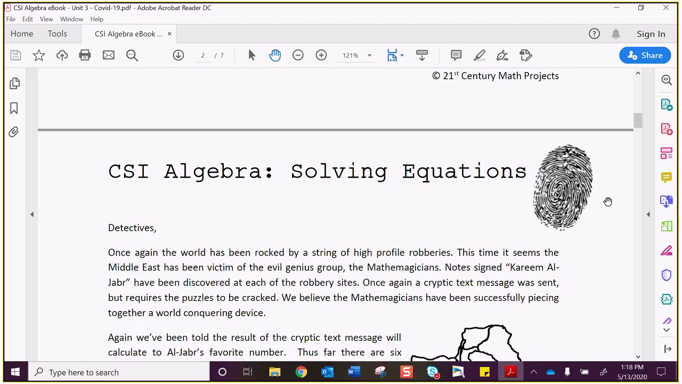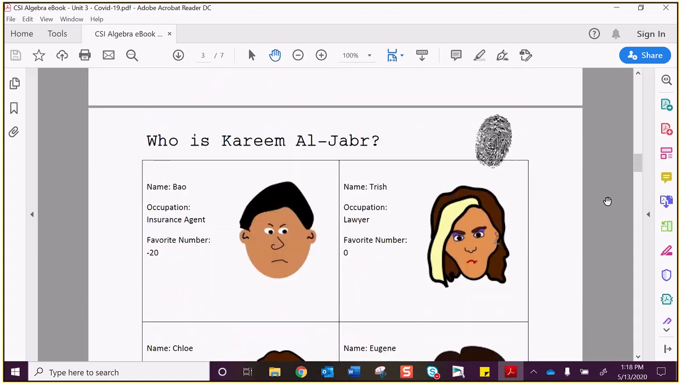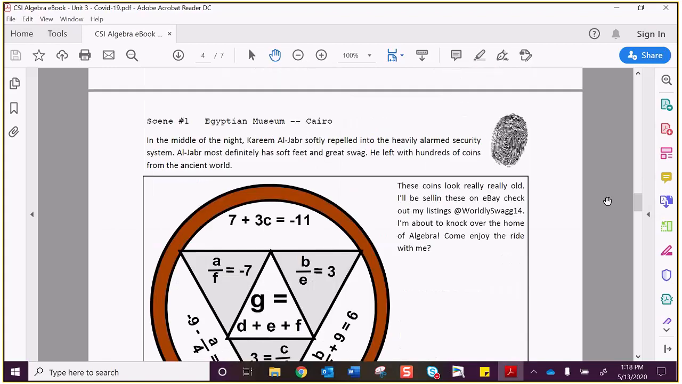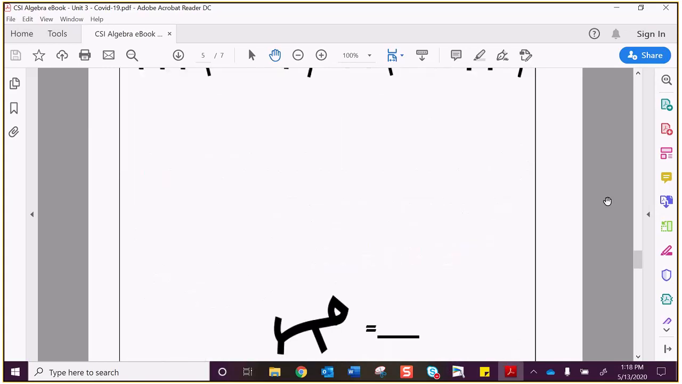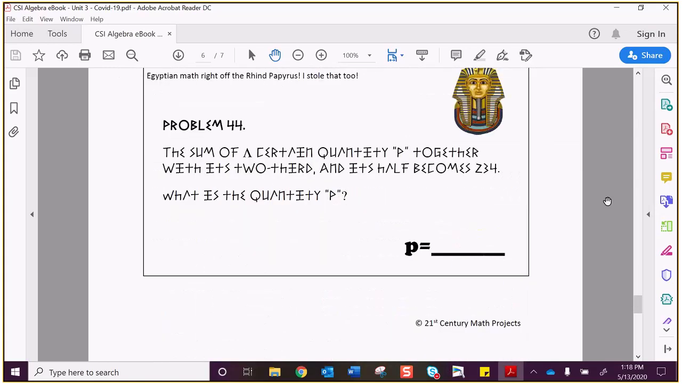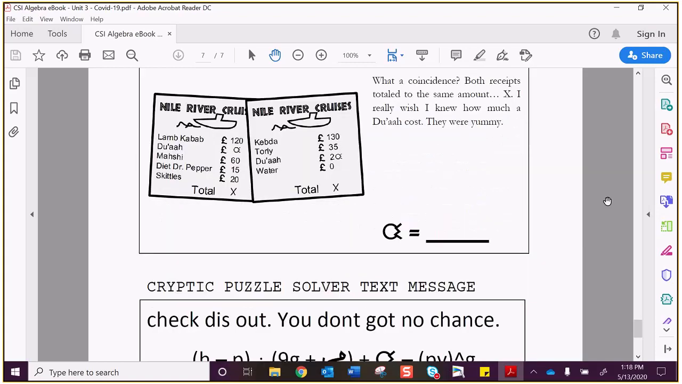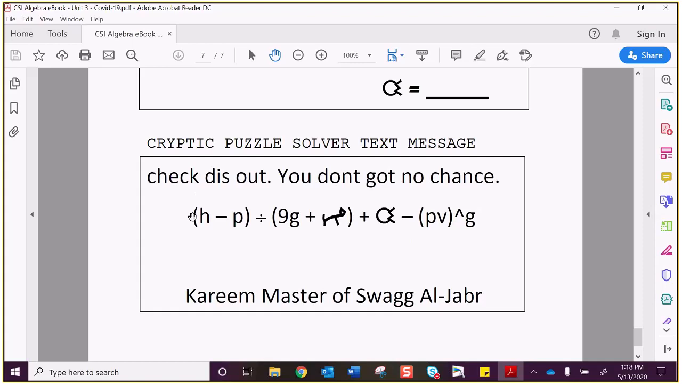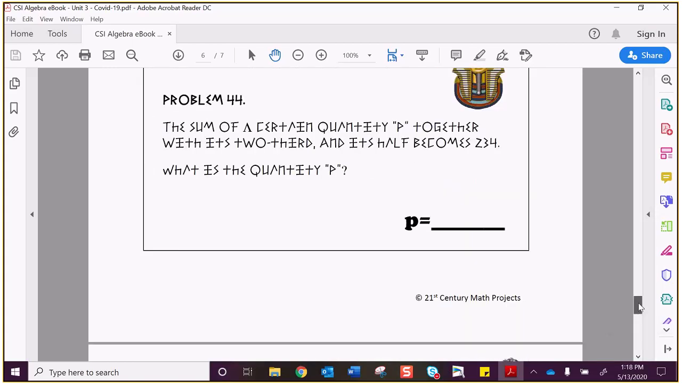The second page is kind of where we get into the story about what we're going to do over the next 3 days. And we're going to read that in just a minute. But as you scroll through this document, you will see that there are what are called scenes. So there's scene 1, scene 2, scene 3, 4, 5, and 6. Once you have completed all of the scenes, then you're going to take your answers, plug them in here, and then hopefully figure out who the suspect is in this string of robberies. So we're going to read about that as well.